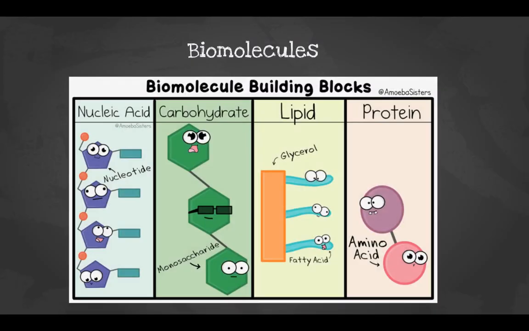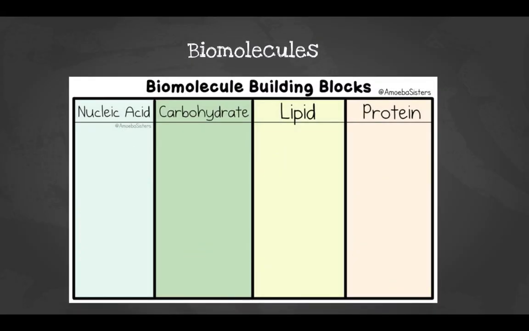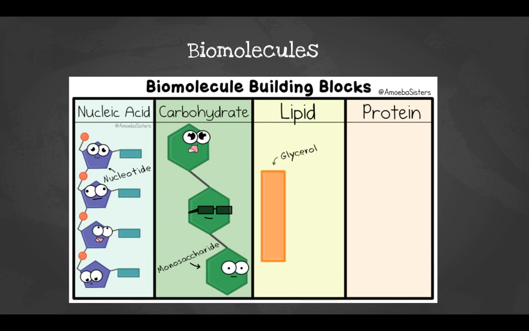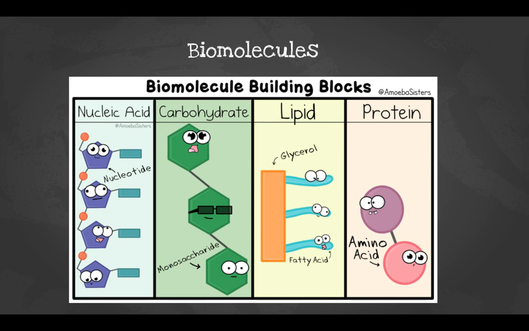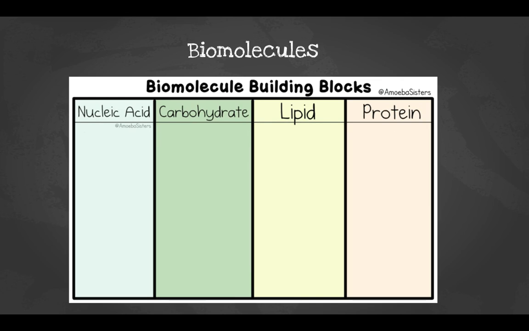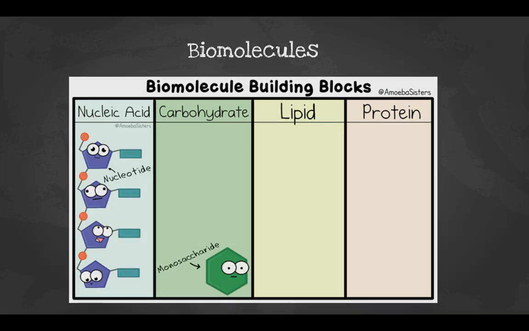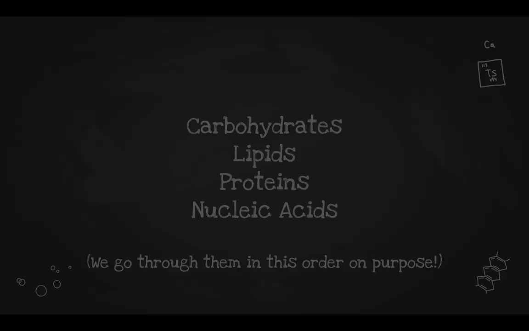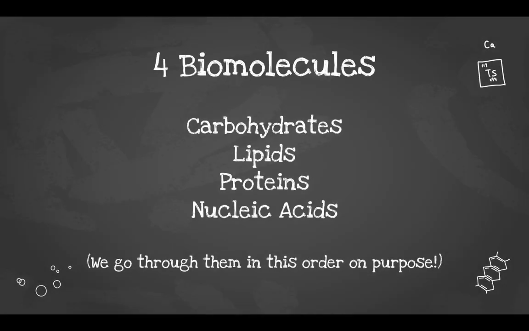I wanted to go back to this page here to show you that we have talked about nucleic acids. You can see it's being built of nucleotides. Carbohydrates are made of monosaccharides put together. Lipids are glycerol with three fatty acid tails called a triglyceride. And amino acids being stuck together by peptide bonds makes proteins, also called polypeptides. And again, I went through the different types of reactions, but I taught them in this order: carbohydrates, lipids, proteins, nucleic acids.